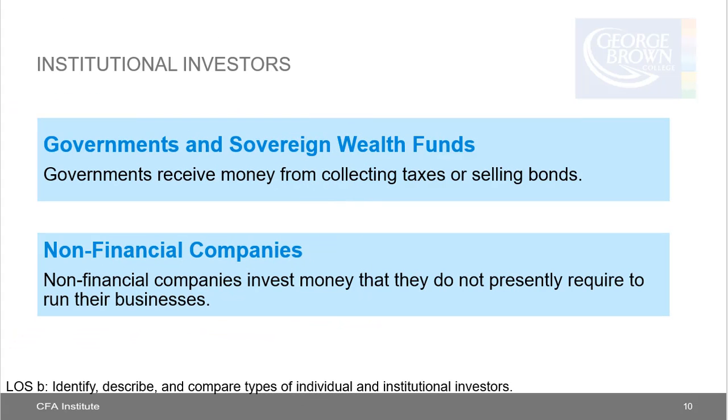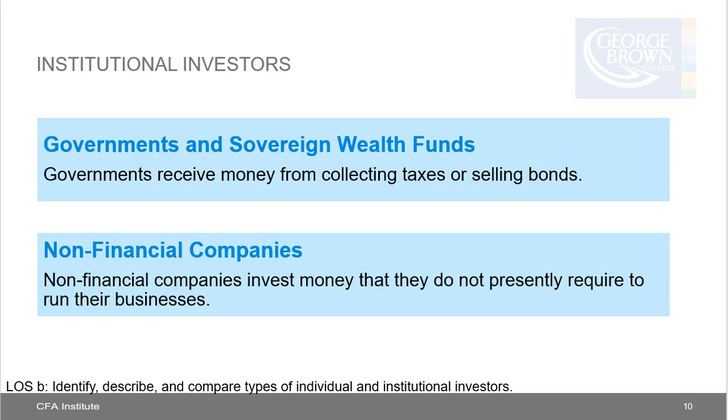Now we're moving on to governments and sovereign wealth funds and non-financial companies as examples of other institutional investors, okay? So starting with the sovereign wealth funds, governments receive money from collecting taxes or selling bonds. Or if we look at many governments in the Middle East, Russia, Norway, they also have sovereign wealth funds that are based on their income from exporting oil, okay? So when governments do not have to spend this money immediately, if they have a surplus, they usually invest it.